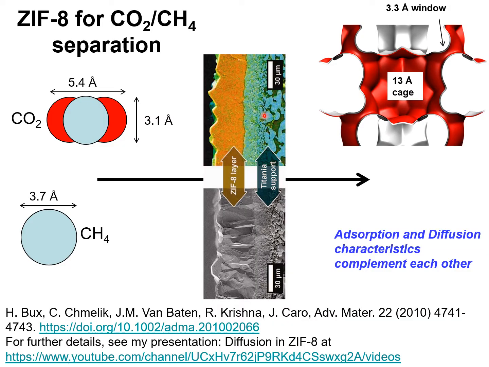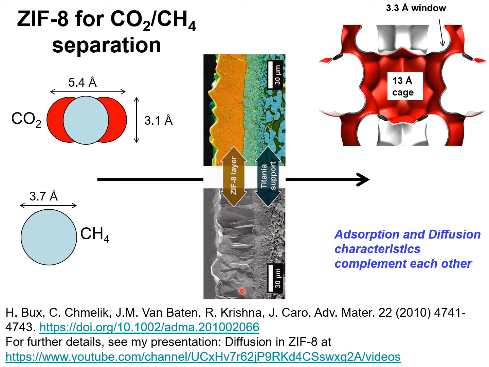Let's see how a microporous membrane is constructed. Take the example of ZIF-8. It consists of cages of 13 angstrom in diameter, and each cage is separated from adjacent cages by narrow 3.3 angstrom windows. These windows are flexible, and this flexibility allows molecules that are slightly larger than 3.3 angstrom to pass through these windows.